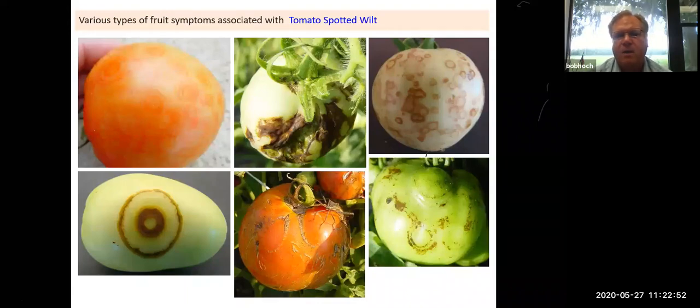The reason that it's called tomato spotted wilt is these spots that are produced on the leaves, but also more distinctly on the fruit. So this is an internal virus. The thrips, as soon as they begin to feed, transmit the virus into the plant, and it'll get to a certain point where everything looks good, but then all of a sudden it'll stop growing.